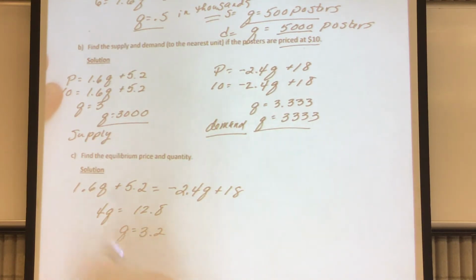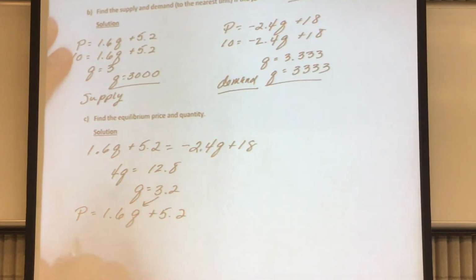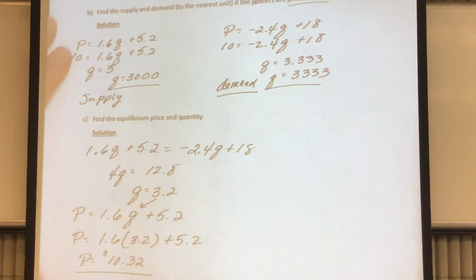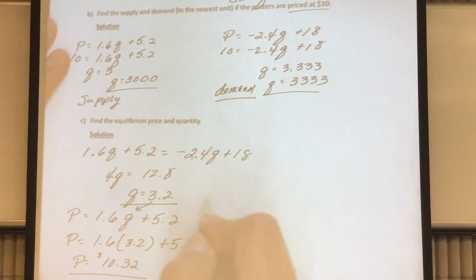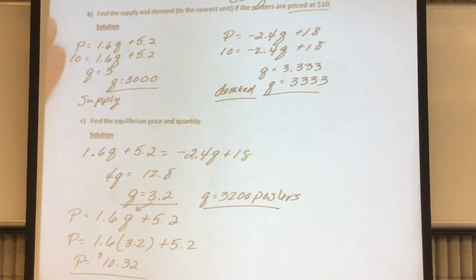Now substituting this quantity into either one of the equations, I'm going to substitute it into the supply equation. So P is equal to 1.6Q plus 5.2. So I'm going to substitute that 3.2 into that equation to calculate the price. So I have 1.6 times 3.2 plus 5.2 is $10.32. So therefore the equilibrium price is $10.32 when the supply and the demand are both at 3,200 posters. And this is your equilibrium point.